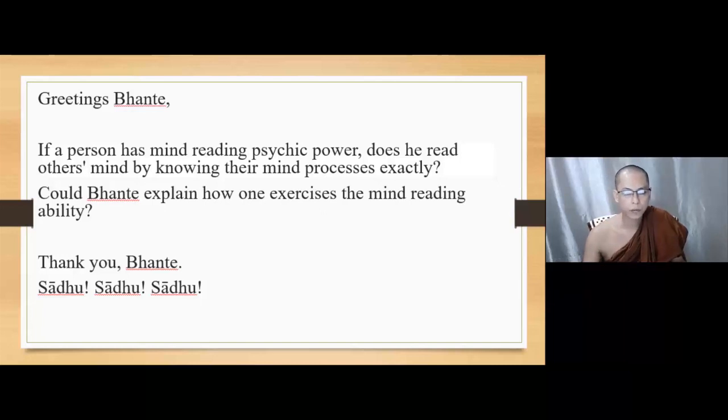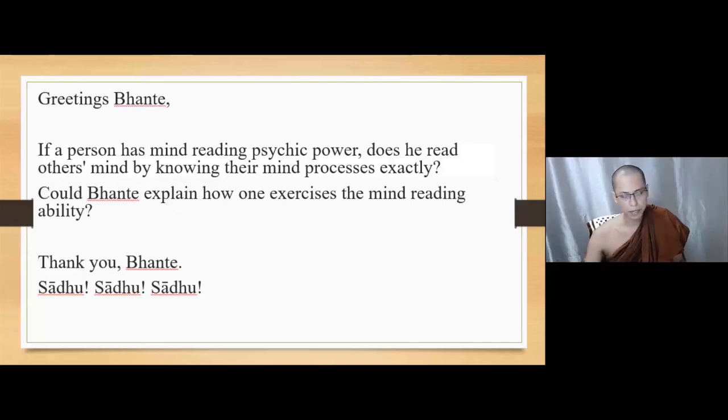Okay, for the first part of the question, it is right to know the other person's mind properly. This can be divided into two. One can know the other's mind through the psychic powers, or the supernormal powers of the abhinnas, and that person knows the other person's mind process exactly. The other type is that people can know through the assistance of a deva. That type of person cannot know the other's mind process.